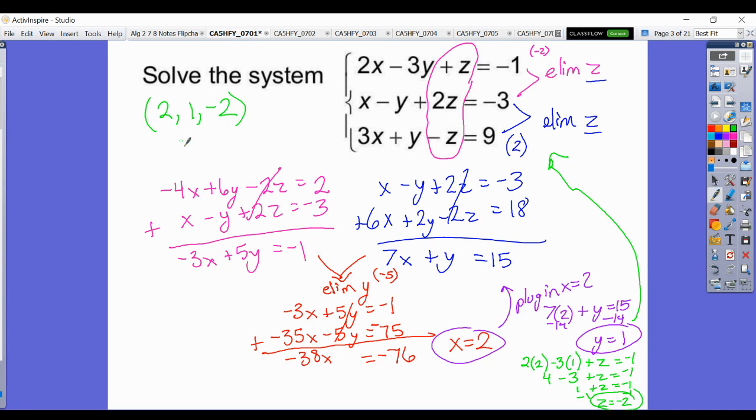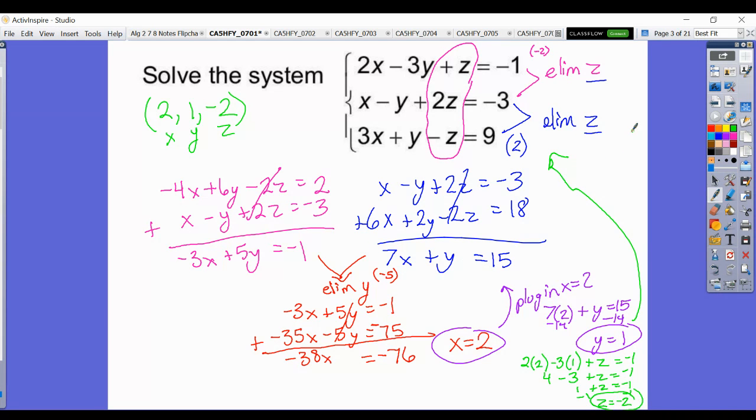Sometimes you'll see it like this. Sometimes you will have them just with equals. All right, so that is using a method called elimination, and we actually had to do elimination 1, 2, 3 different times in order to solve this problem. And that's how this is traditionally taught.